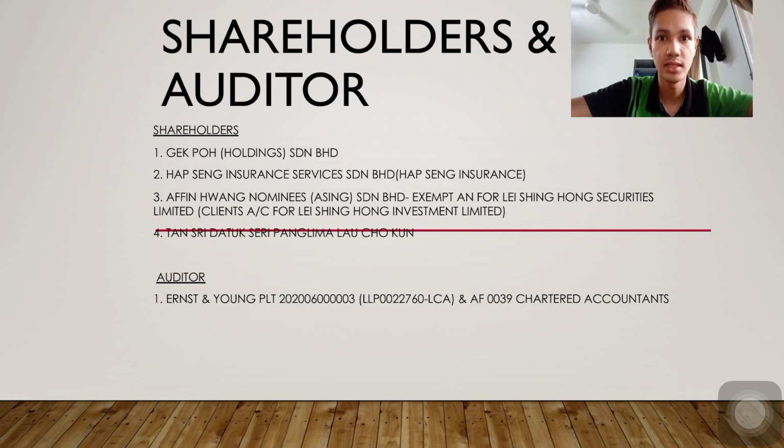So the first one is shareholders and auditors. The shareholders for Hub Sing Consolidated Berhad are Getpo Holding Sdn Berhad, Hub Sing Insurance Services Sdn Berhad, Effin Huang Nominees, and Tan Sri Datuk Sri Panglima Lau Chin Kun. And the auditor for Hub Sing Consolidated Berhad is Ernst and Young, Chartered Accountants.